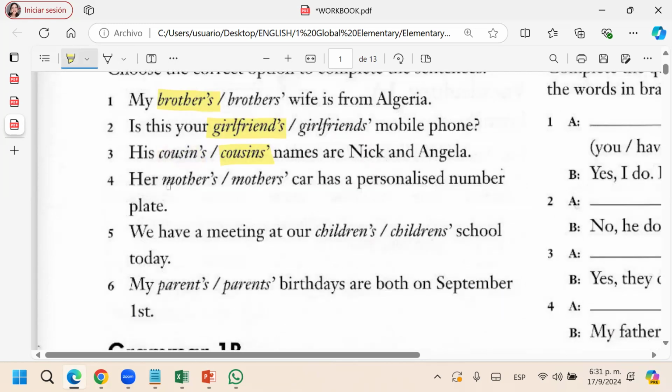The fourth: her mother's car has a personalized number plate. The first one, because it's just one mother.